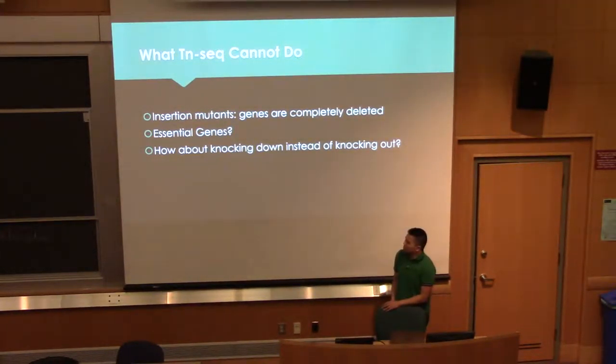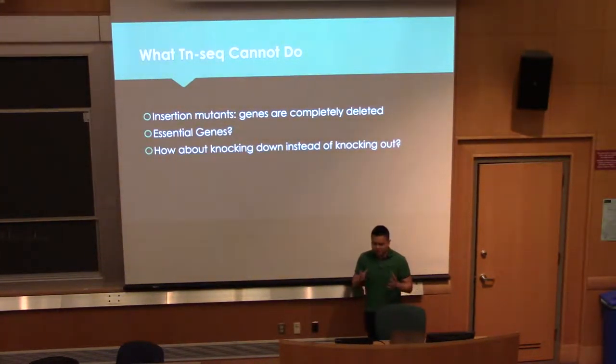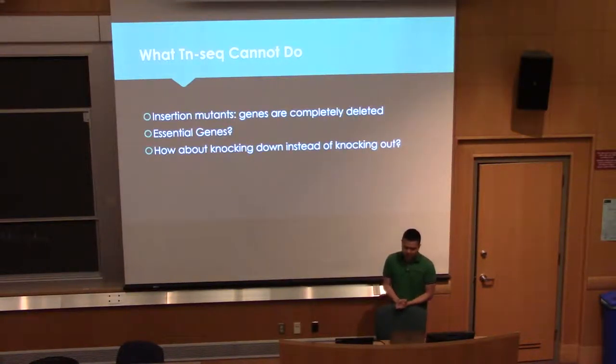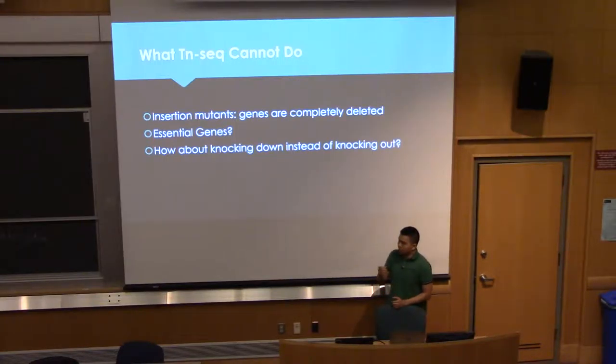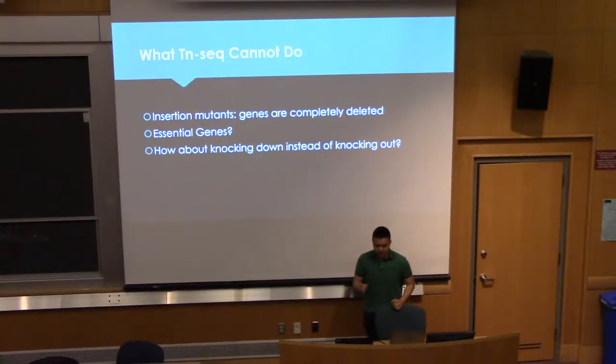There are some limitations to Tn-Seq. Only mutants of non-essential genes can survive. If there's an essential gene, such as one critical in membrane synthesis, and you insert into it, the cell is going to die. So Tn-Seq can only identify non-essential genes. How about we knock down an essential gene, namely suppress but not eliminate its expression?